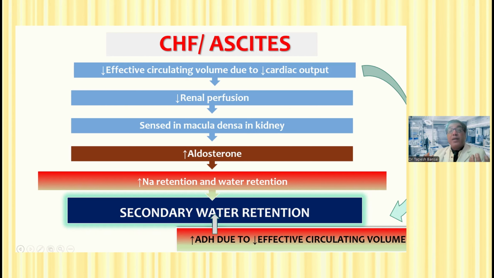So if you look at this flow chart, there's decreased effective circulating volume due to decreased cardiac output, one. Second, that leads to decreased renal perfusion. That is sensed in the macula densa in the kidney, and there is increased aldosterone, which leads to increased sodium retention and water retention. Now, this leads to secondary water retention, and also because there is decreased effective arterial circulating volume, there is increased antidiuretic hormone secretion. So all this leads to free water retention and hyponatremia, and all these conditions will lead to a urine sodium of less than 30 because there is intense absorption of sodium and water.